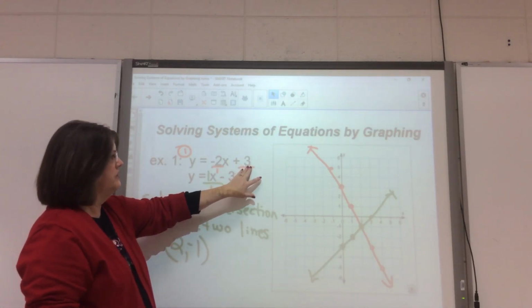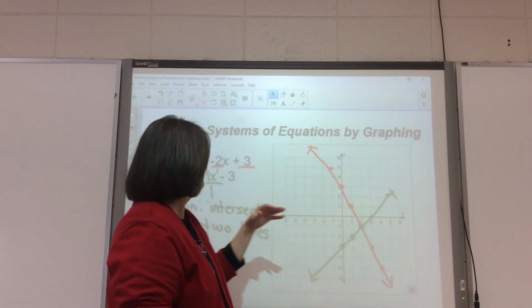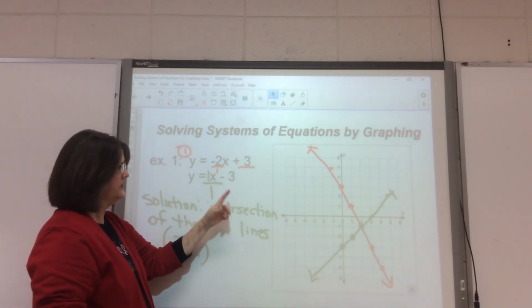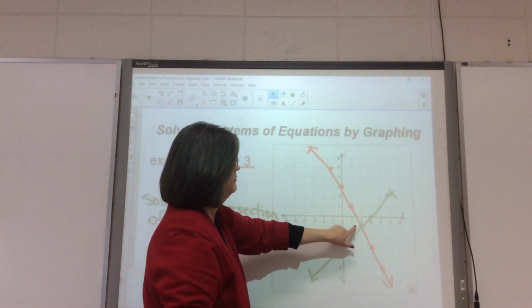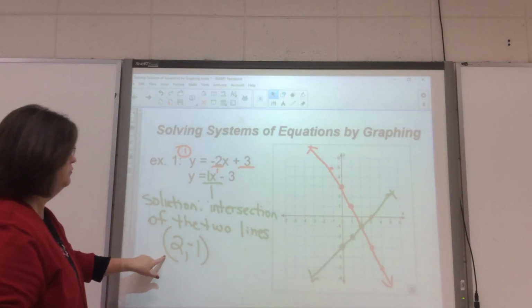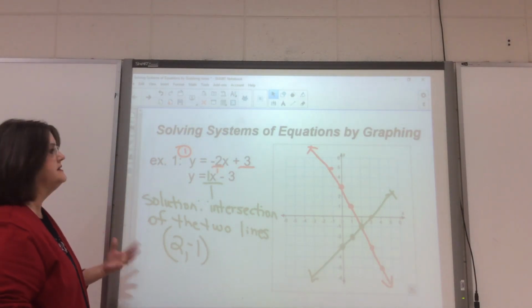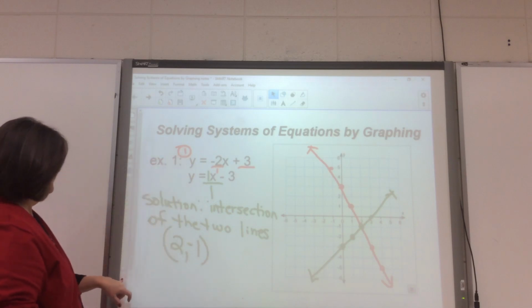We start at 3 on the y-axis, and we go down 2, right 1, down 2, right 1. Then we do the same thing here. We start at -3. This has a slope of 1, so we go up 1, right 1, up 1, right 1. And they intersect at the point (2, -1). That is the point that will be true for both of these equations.